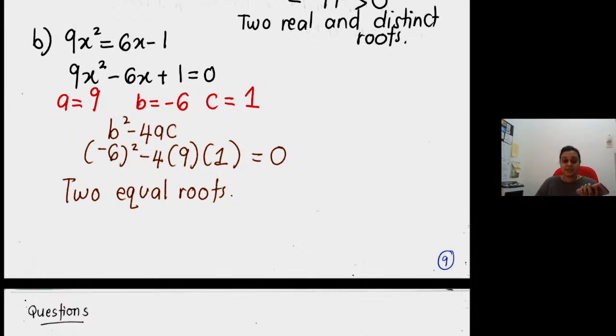Let's check with the calculator whether we are getting two equal roots or not. Go to your quadratic. Change the setting to quadratic, polynomial degree 2. a is 9, b is -6 and c is 1. I'm only getting one answer, which is x equals 1/3. That means, don't think that you only have one root. You have two roots, but both roots are 1/3, 1/3, like that. Alright. Okay, the last one, C.